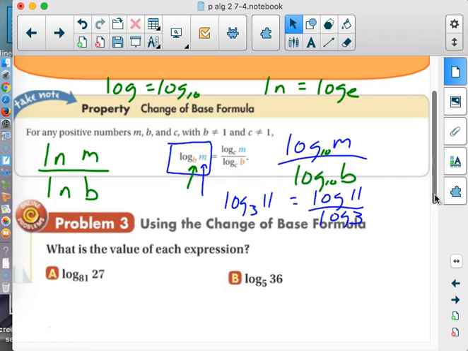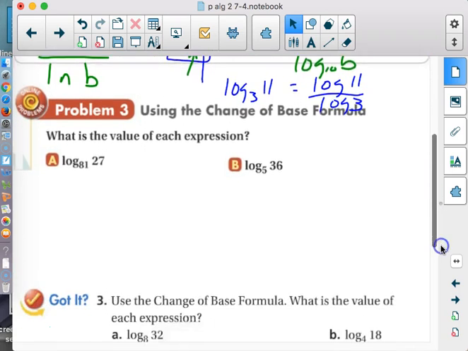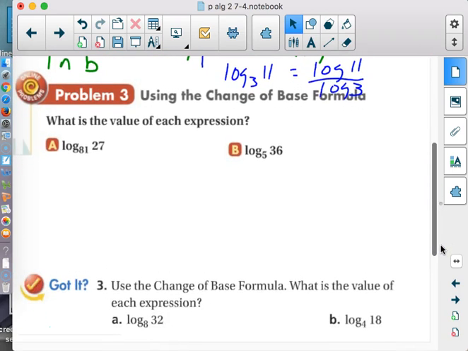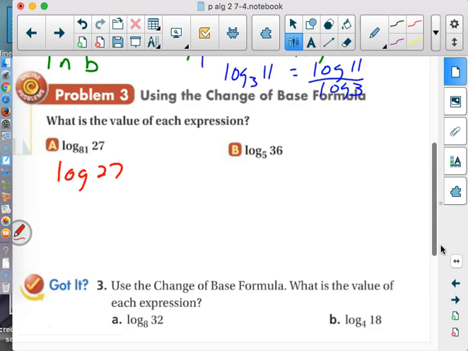So change of base formula allows us to do exactly what the formula is called, change the base. You take the logarithm of the number you're trying to evaluate divided by the logarithm of the base. So down here it says what's the value of each expression, and we realize this is just calculator work. I don't have to do any of this in my head if I don't want to. Log of 27 over log of 81.